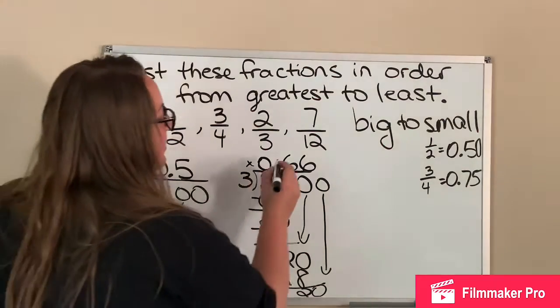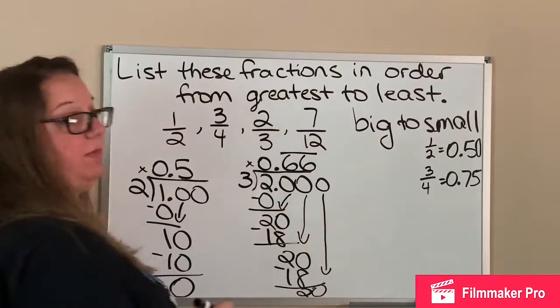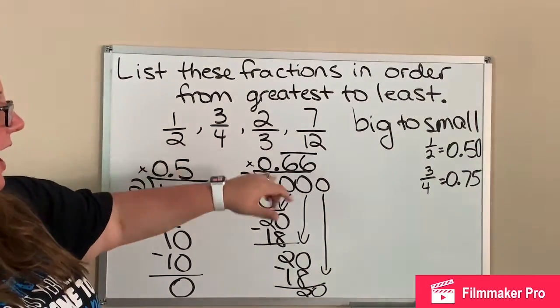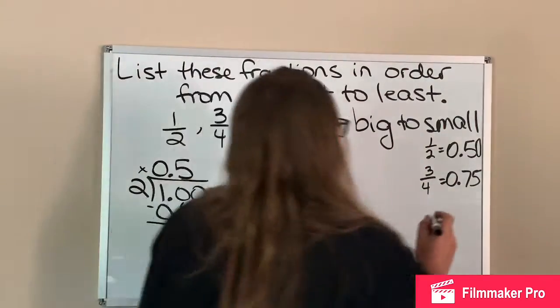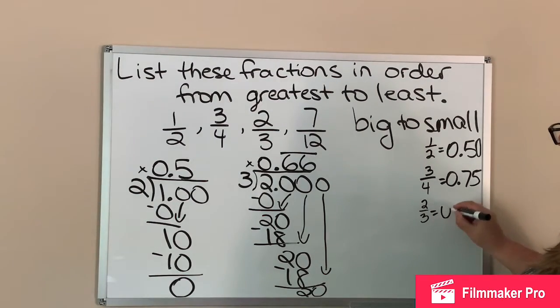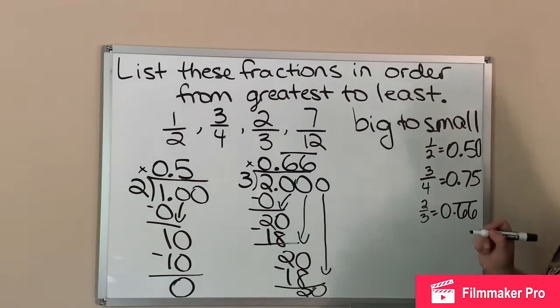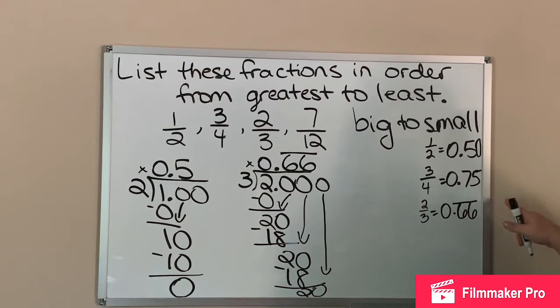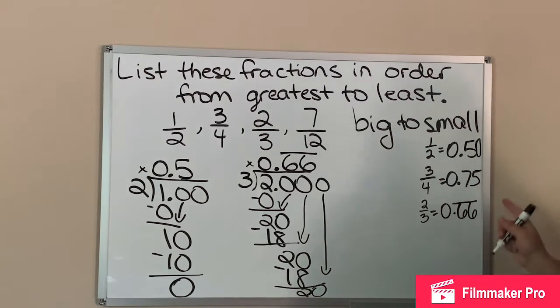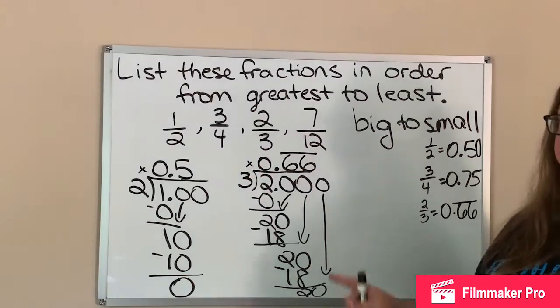So to show that something repeats, we put the repeat bar. Okay, so 2/3 as a decimal equals 66 hundredths repeating. Now I could draw a 6, a 6, a 6, all the way out here on my wall, but I'm not going to. That bar is for showing that it is repeating. All right, so I've got 3 out of my 4.